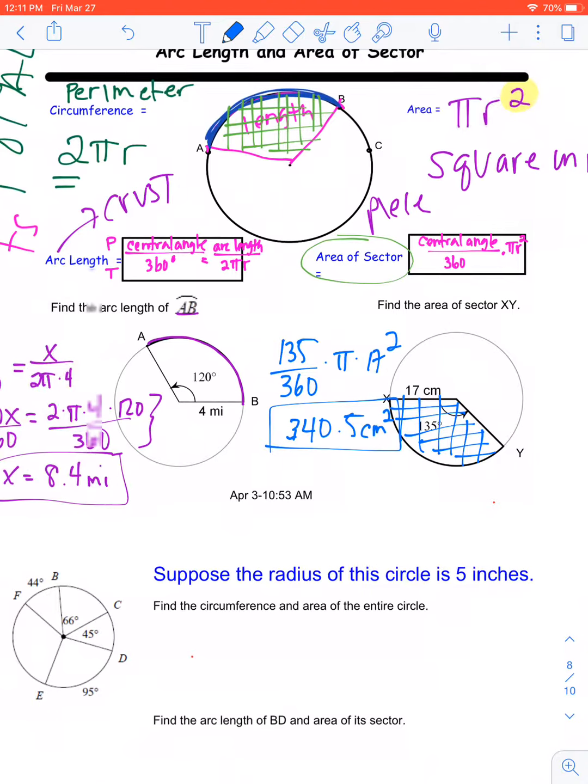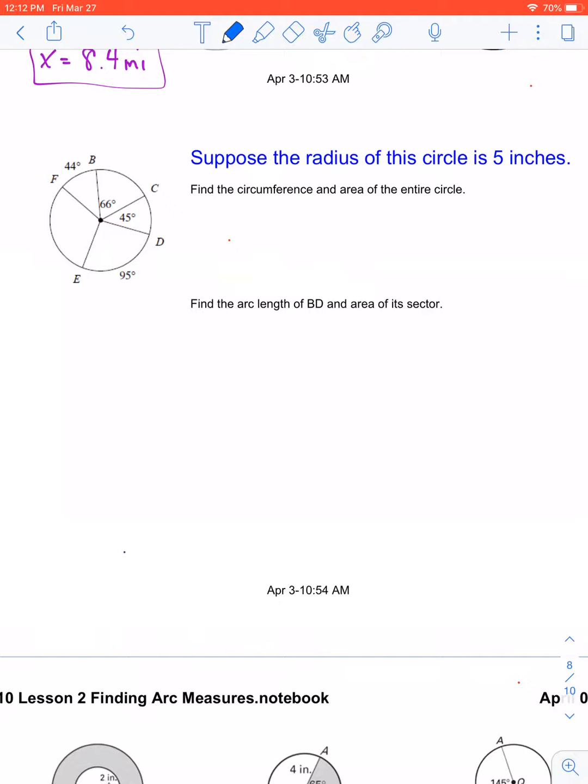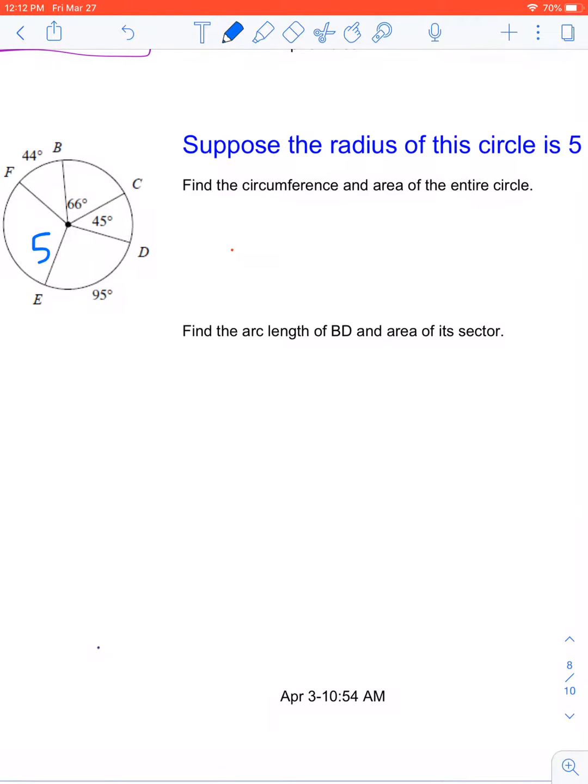Okay, let's practice some more. Let's suppose that the radius of this circle is 5 inches. Okay, so the radius is 5 inches. We want to find the circumference and area of the entire circle. So when I find the circumference and area of the entire circle, this is a total.